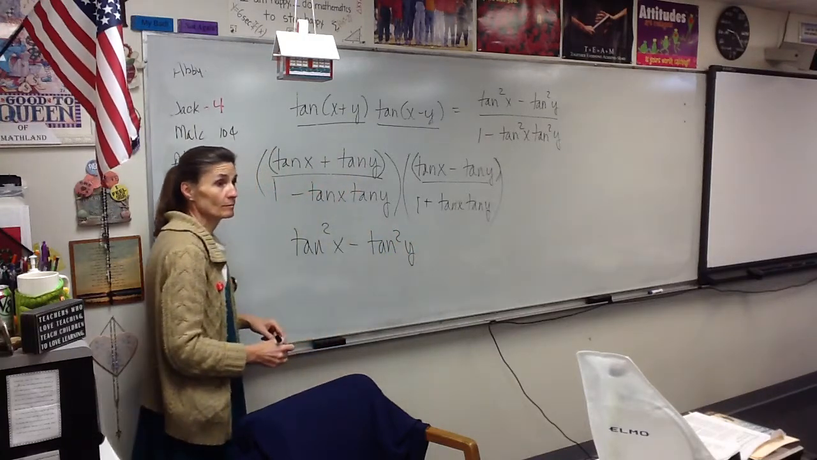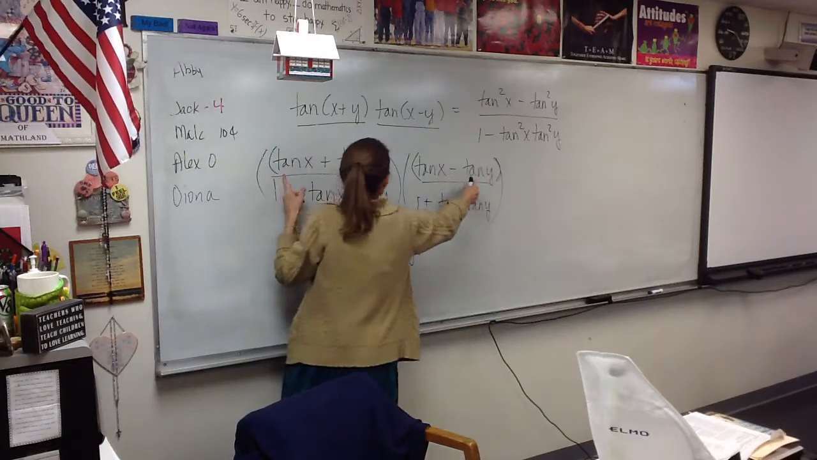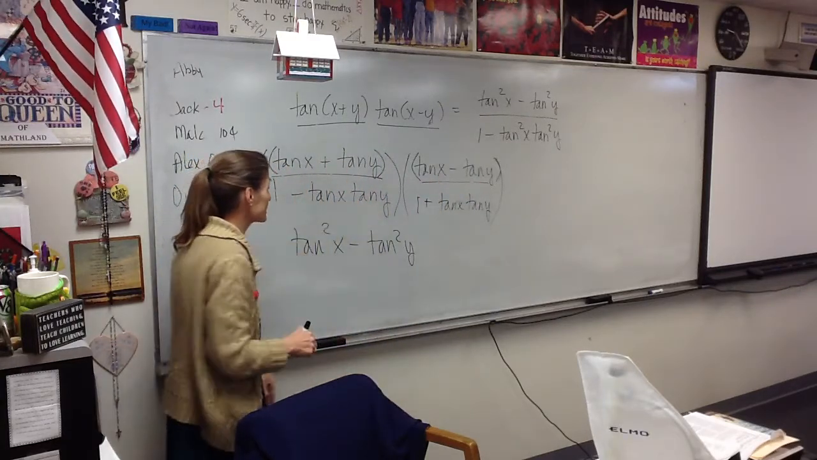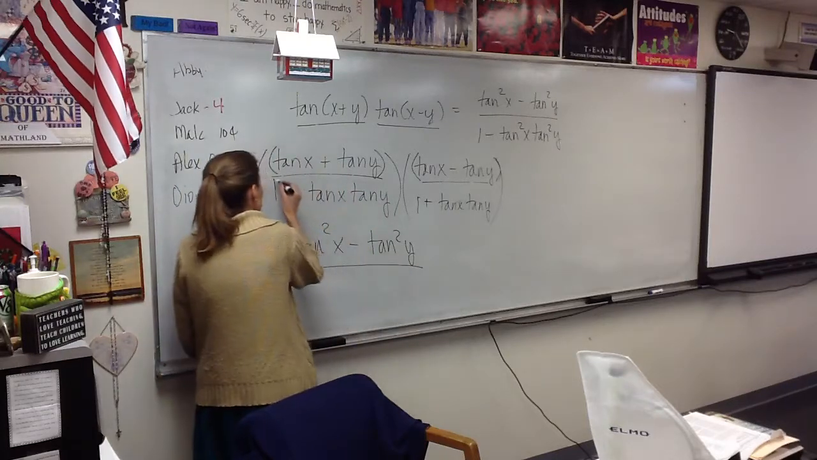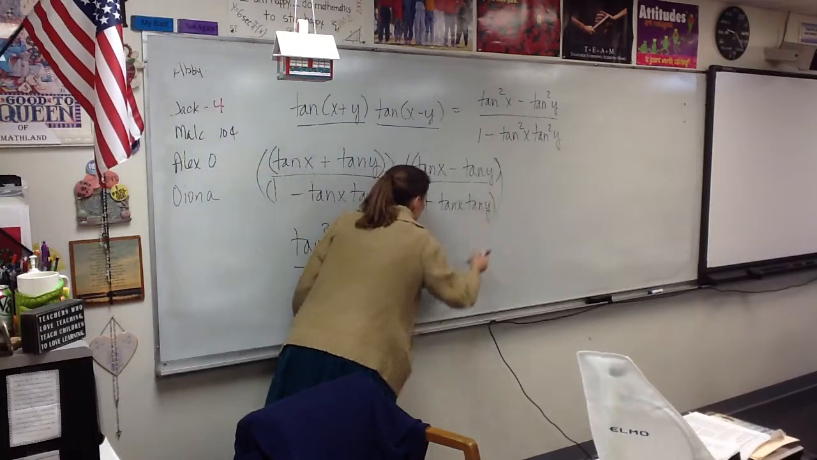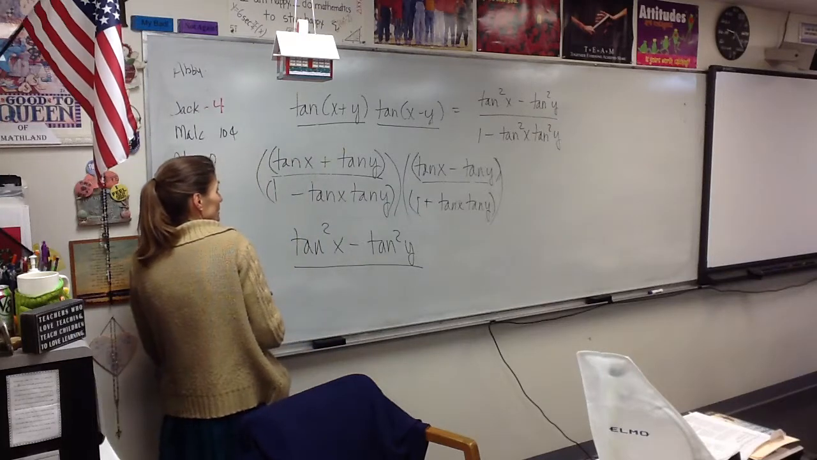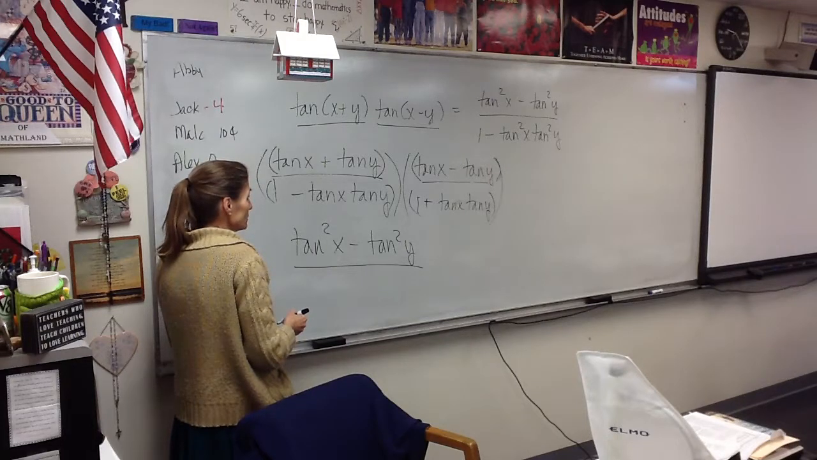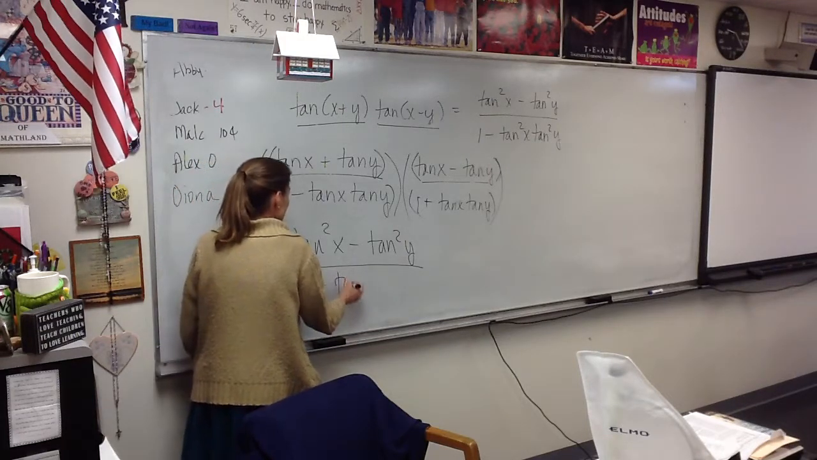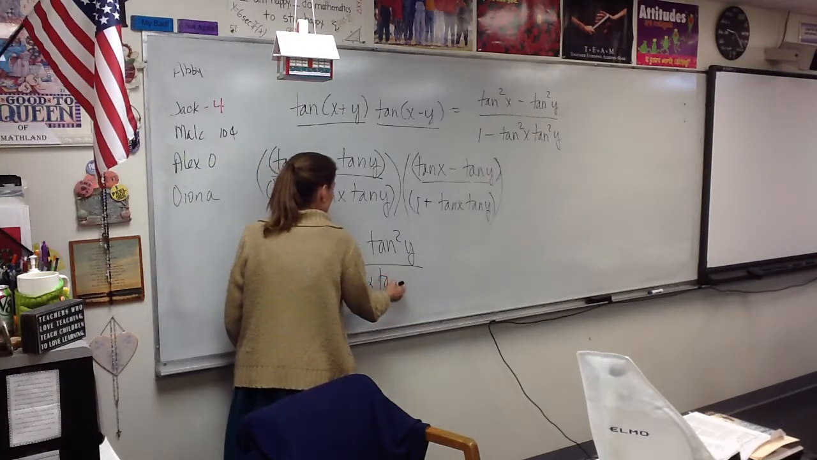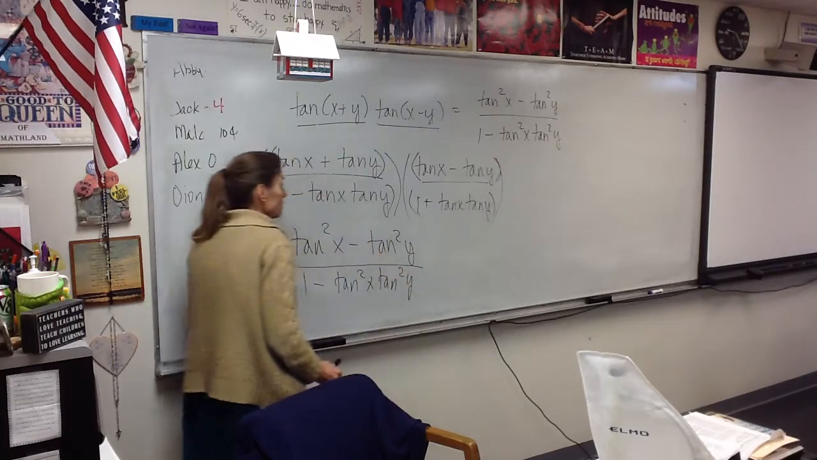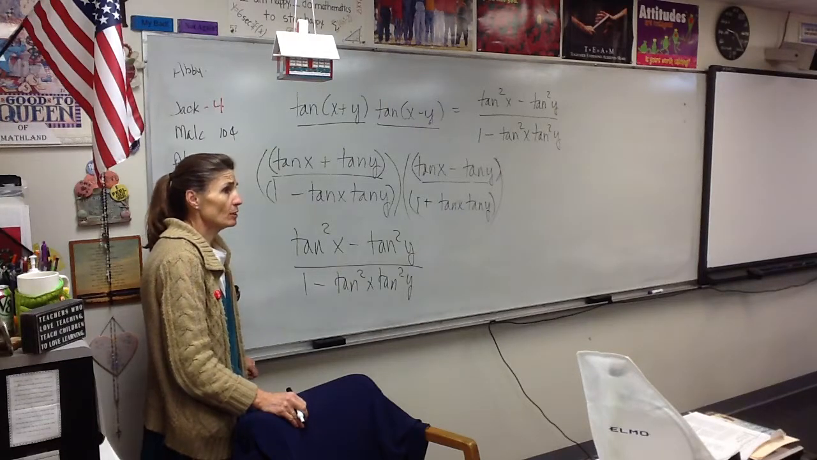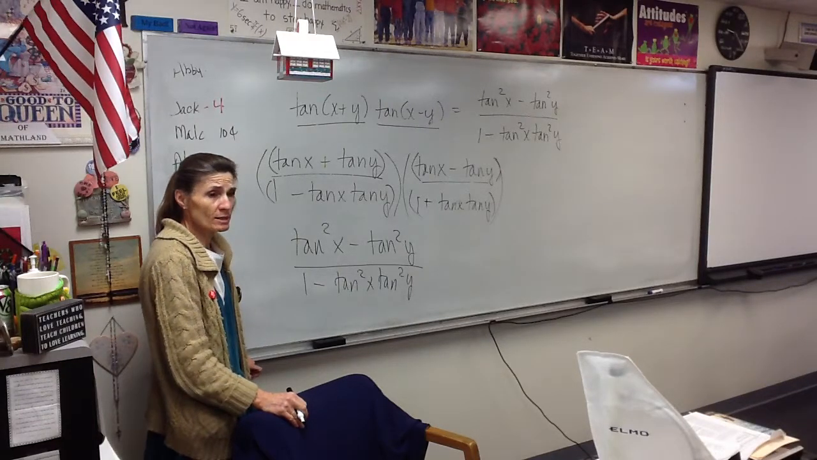That's pretty good. Because when I FOIL, these are going to cancel. So I end up with just tangent squared minus tangent squared. How about the denominators? Do the same thing with the denominators. Isn't the same thing going to happen when you FOIL? So I'm going to have 1 minus tangent squared, and lo and behold, we're finished. It looked very big and scary, but it surely wasn't, was it?